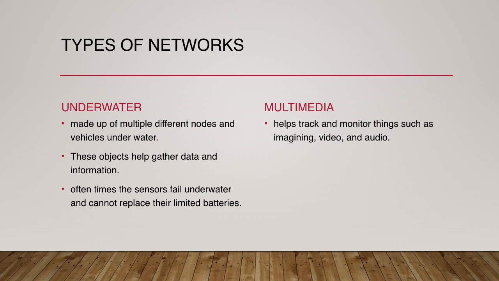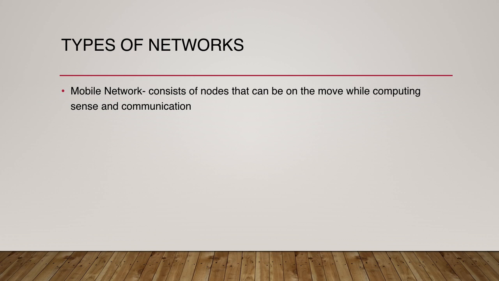The multimedia network helps track and monitor things such as imaging, video, and audio. It's pretty self-explanatory. And the last one is mobile network, and this consists of nodes that can be on the move while computing, sensing, and communicating, similar to a hotspot with your cell phone.